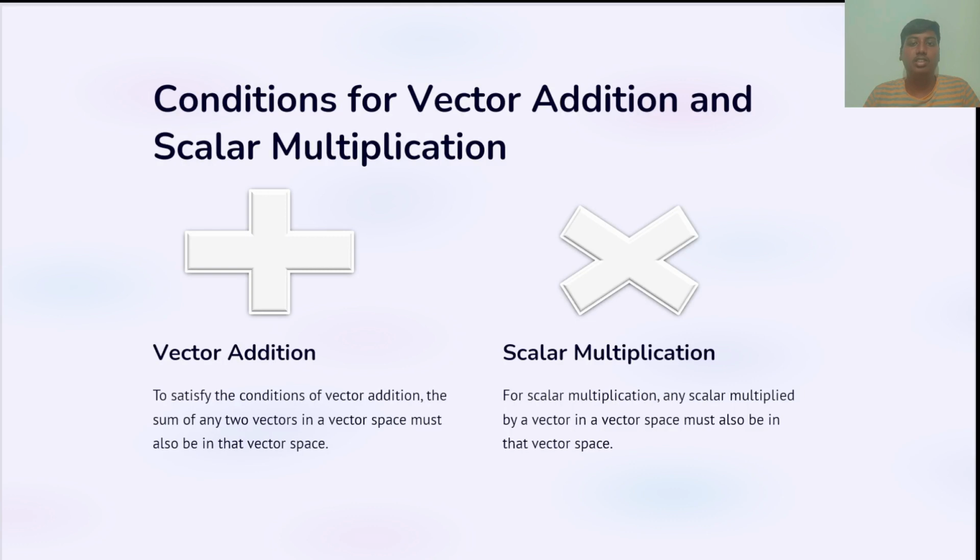Condition for vector addition and scalar multiplication. Vector addition. To satisfy the condition of vector addition, the sum of any two vectors in a vector space must also be in the vector space. Scalar multiplication. For scalar multiplication, any scalar multiplied by a vector in the vector space must also be in that vector space.